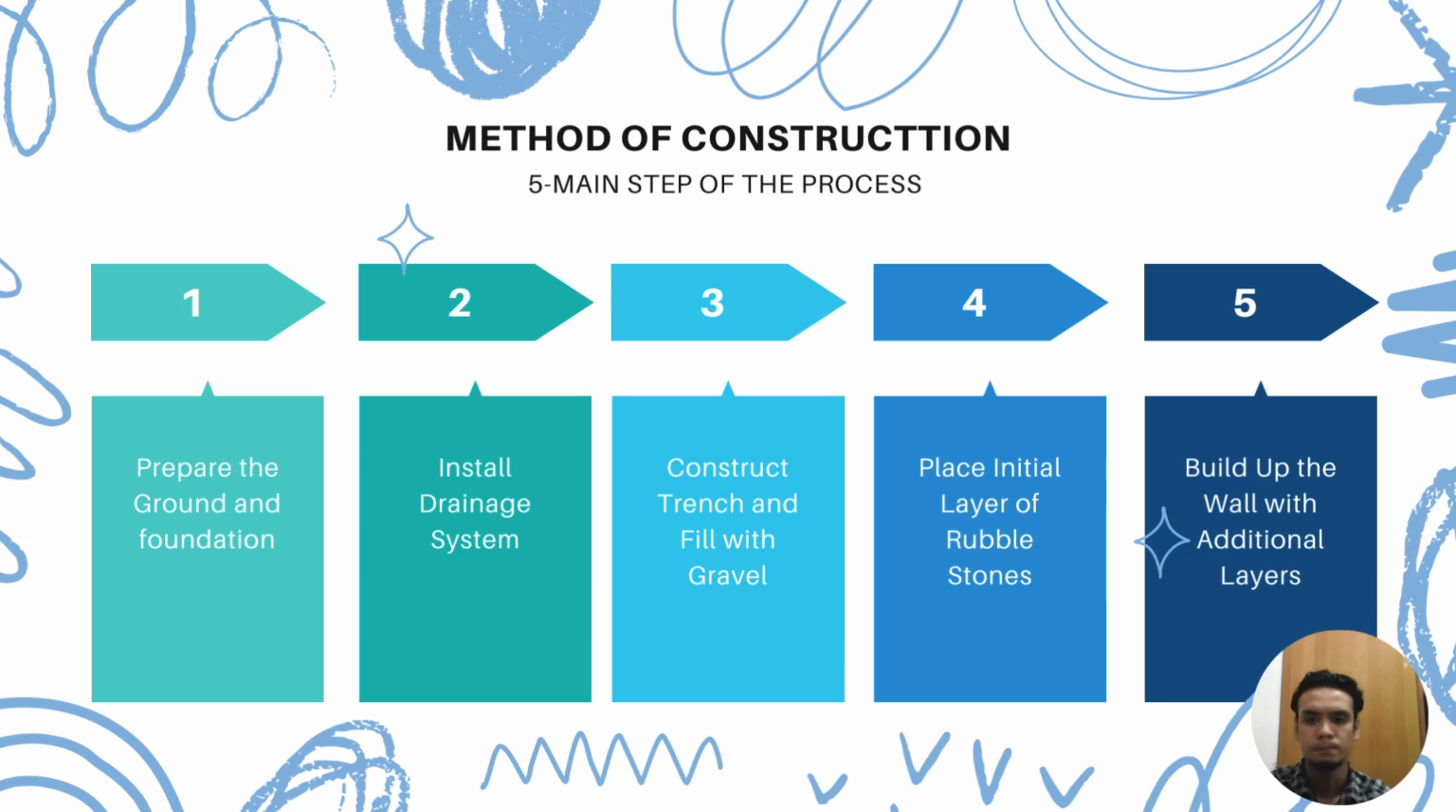And finally, the wall is finished with a capstone or coping to provide a neat appearance and protect the top layer of the stones. So, in conclusion, the method of construction for a rubble retaining wall combines sturdy construction techniques with natural material to create a durable, effective solution for managing slopes and enhancing the landscape appearance.